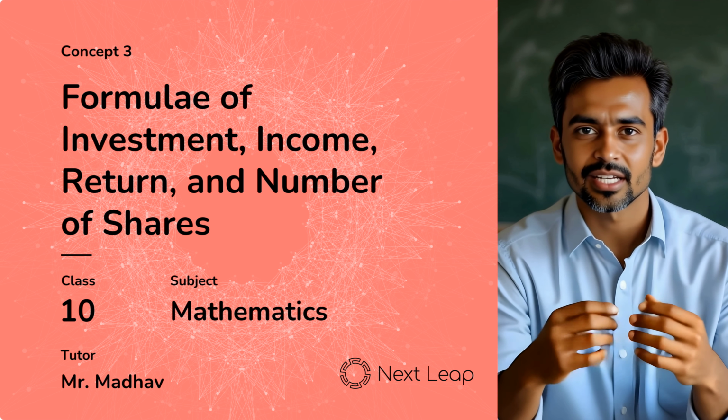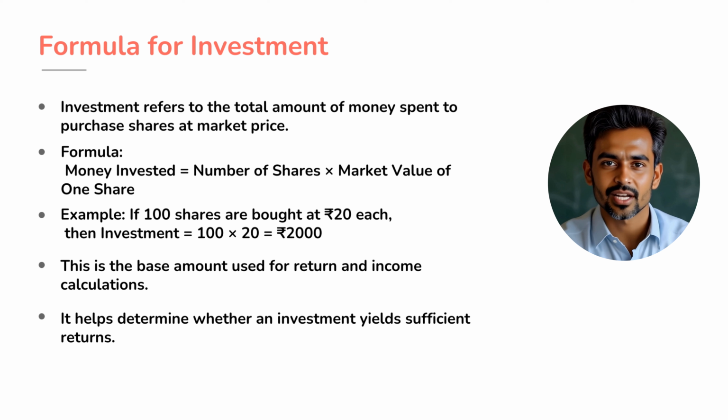Investment simply means the total amount of money you spend to buy shares. And it depends on two things: how many shares you buy and at what price. Here's the formula. Investment equals number of shares multiplied by market value of one share. For example, if you buy 100 shares and each share costs 20 rupees, then investment equals 100 multiplied by 20, which is equal to 2000 rupees. This gives you the total amount you've spent buying the shares.